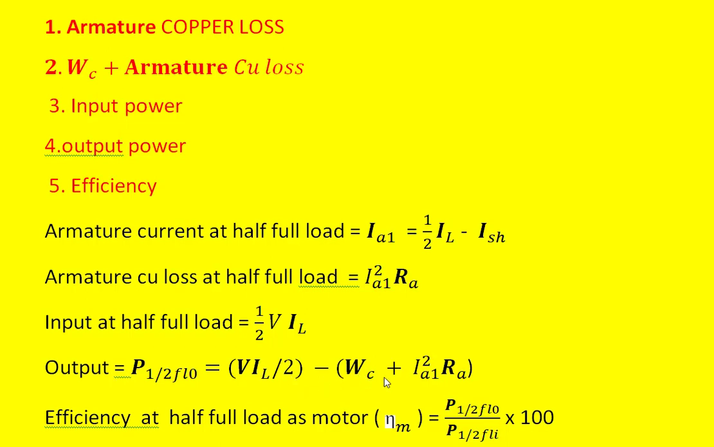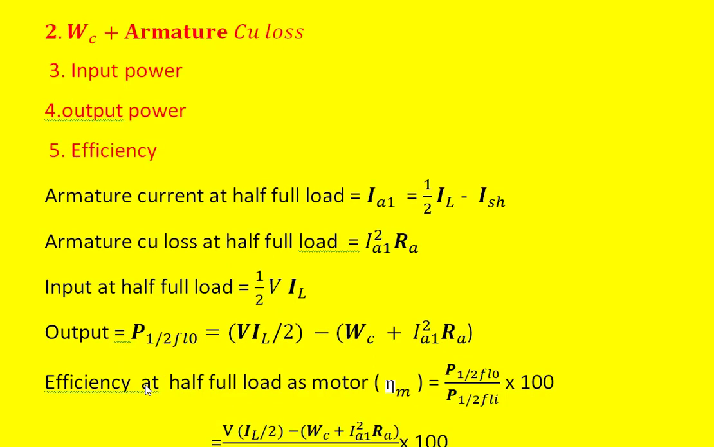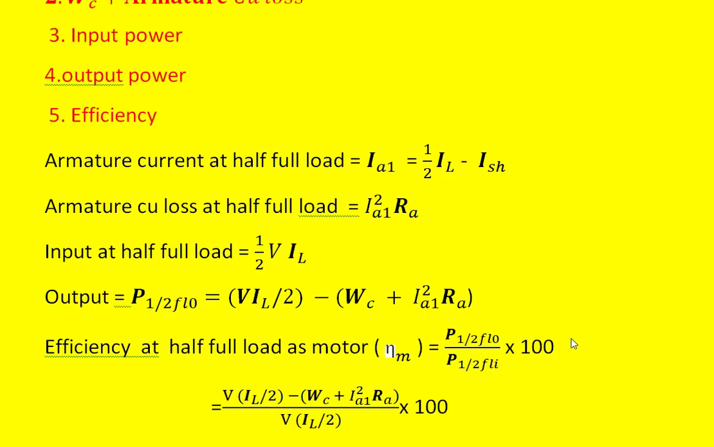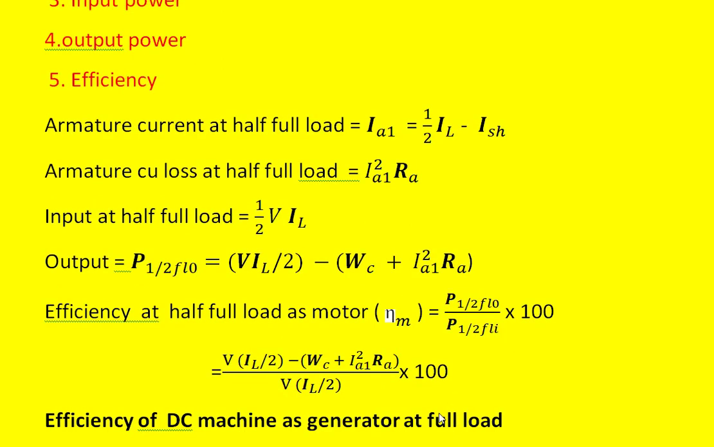This is input, minus total loss, that is WC plus Ia1 square into Ra. So we know what is the input, what is the output. Now we can calculate what is the efficiency of this DC motor at half full load, that is output divided by input into 100 to get the efficiency in percentage. That is, output we have just calculated, that is nothing but this VIL by 2 minus WC plus Ia1 square Ra, divided by input, that is half into VIL.